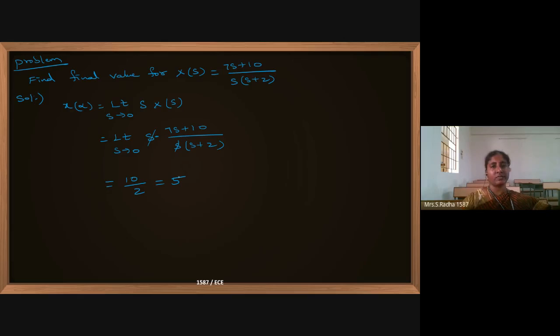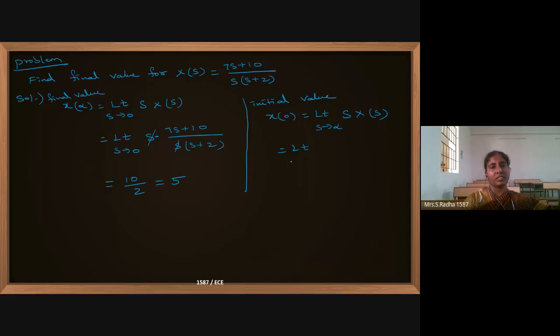Already in the regular class we have done. Okay, so if they are asking for the initial value, how will you do it? On the left side it is the final value. For the initial value calculation, it is the limit as s approaches infinity of s into X of s.